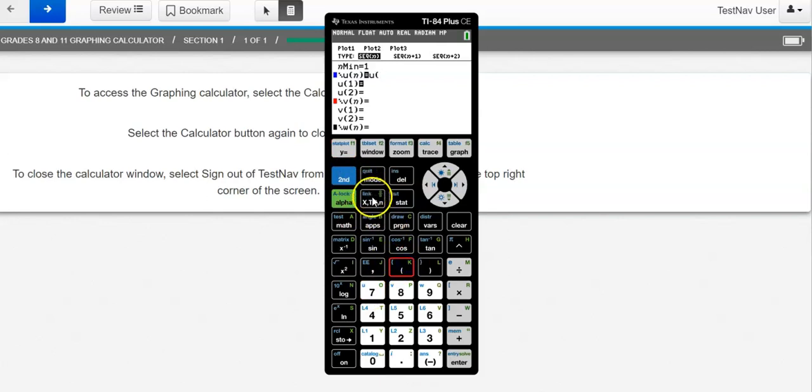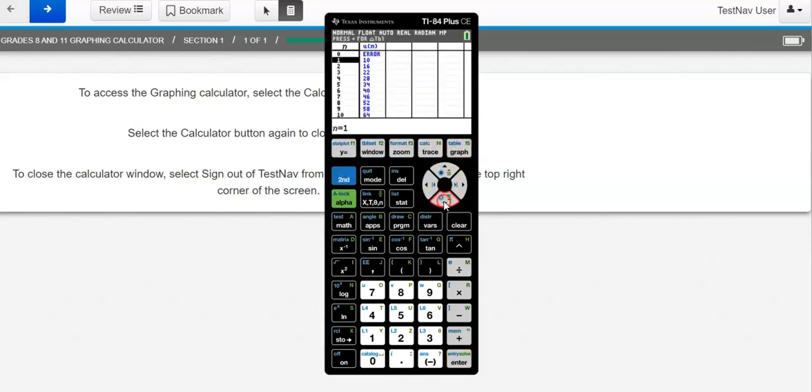And then we need parentheses n minus 1. The n is this x-t-theta-n button, n minus 1. There we go. Close that up. And then plus 6. And then we got to tell it that the first term was 10. And then hit enter so it makes sure it saves that. We don't care what the second term is. It's 16, but we don't need to do that in this case. Hit second table, and there is your list. 10, 16, 22, 28, 34. We get the same exact thing.